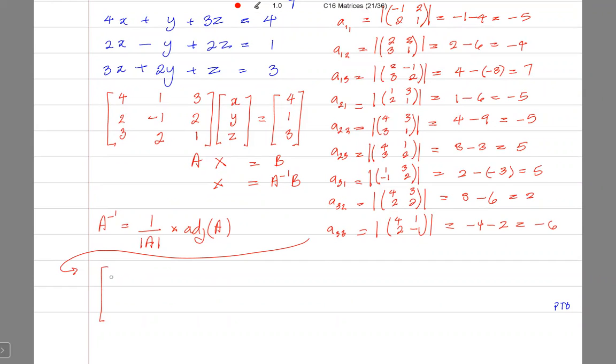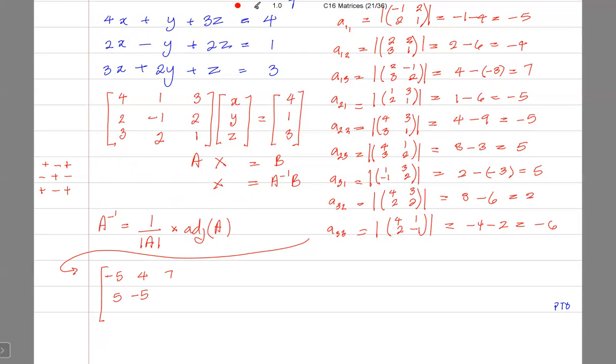Start from the up top. This would be, now we have to also take into consideration signs, positive, negative, positive, negative, positive, negative, and positive, negative, positive. All right, so positive minus 5 is minus 5. Minus 4 is plus 4. Positive 7 is 7. Minus 5 is 5.